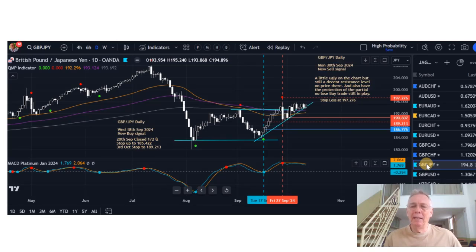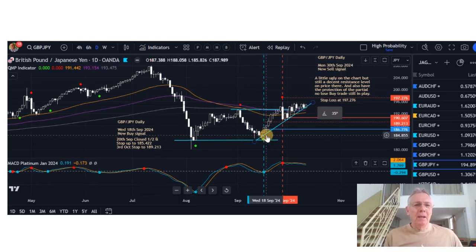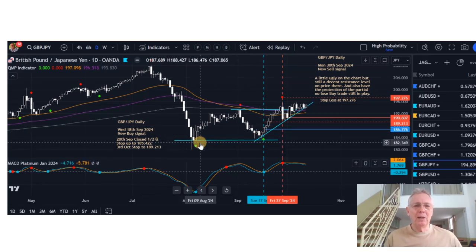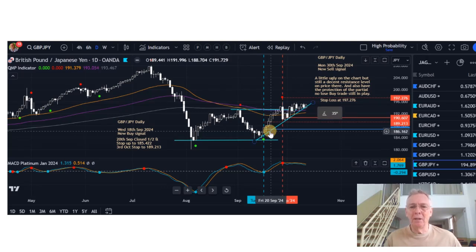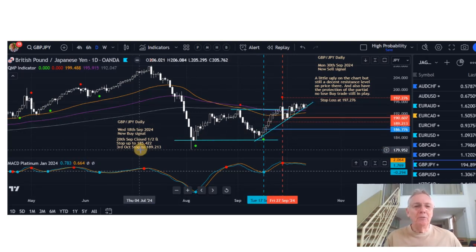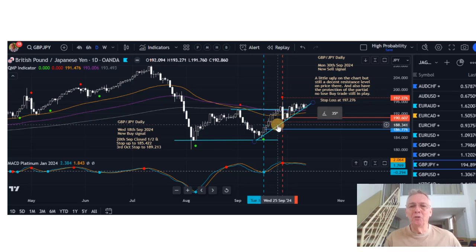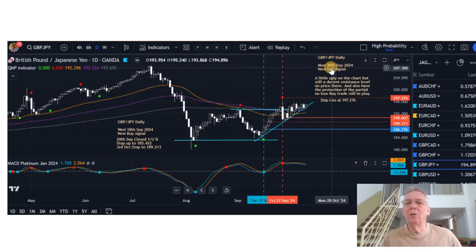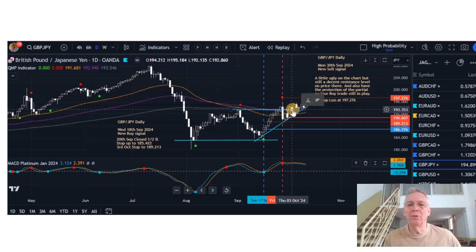Pound yen, right, we're in a couple of trades here. We're still in this buy trade from back here, which is the 18th of September. Where are we going here? Closed half on the 20th, so it's only a couple of days later. We've dragged the stop right up, so the stop's here, so we can't lose on the buy, so all good there. Took this sell on the 30th of September. There was a nice sort of resistance level, MACD Platinum above the 0 level. Price has gone to the moving averages, bounced down, but it's basically just gone against me. The stop hasn't been threatened yet.